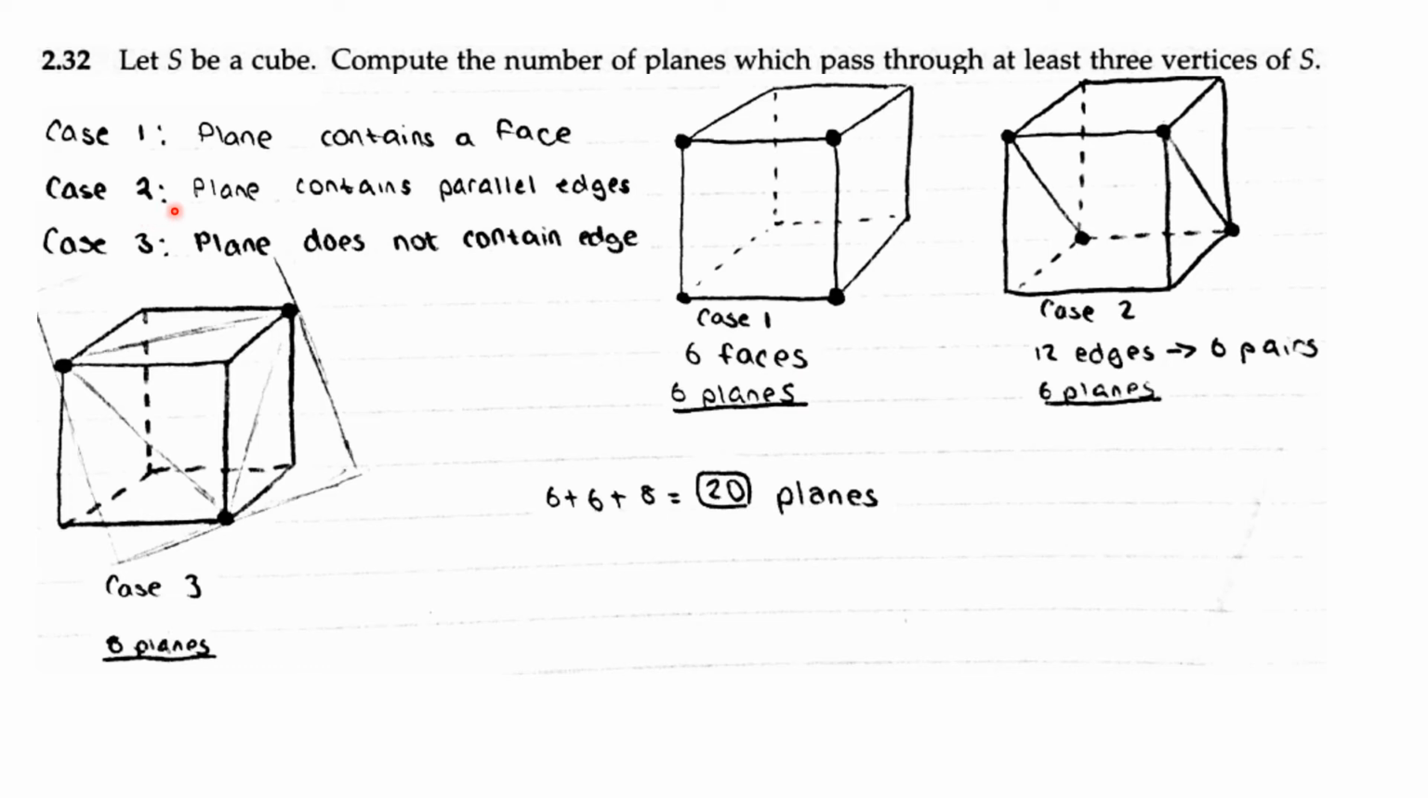Case 2 is when the plane contains parallel edges. So it's like this in this diagram. There's 2 parallel edges. And since there are 12 edges in total, that means there are 6 pairs of parallel edges. So there are 6 planes.